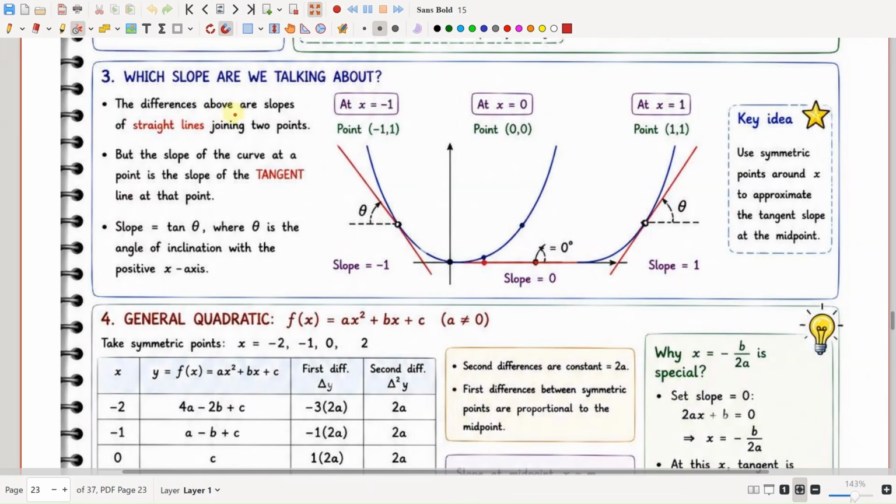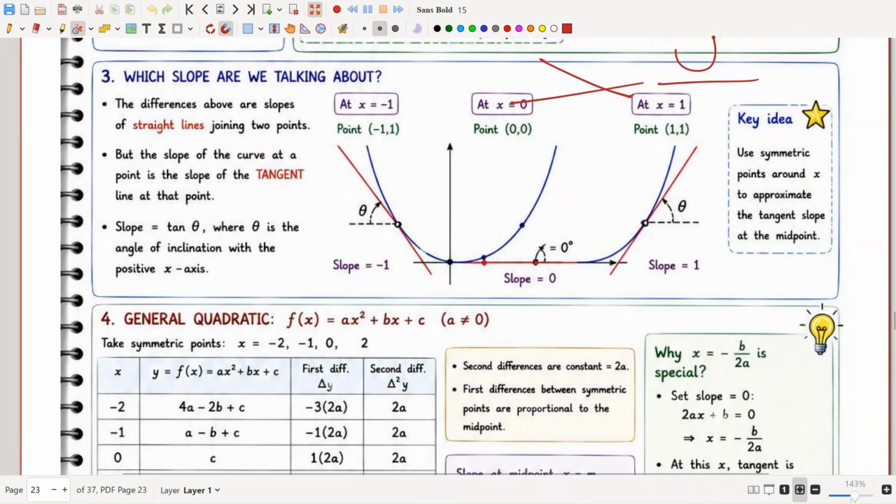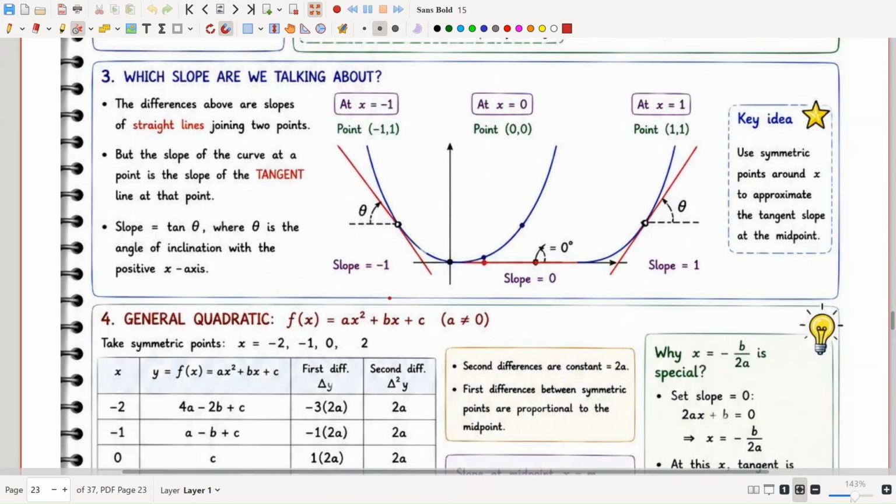What slope are we talking about? The slopes above are the slopes of straight lines joining 2 points, but the slope of the curve at a point is the slope of the tangent at the point. There is some difference between the slopes of a linear function and the slopes of a quadratic function. But always the notations will be the same. Slope will be equal to tan theta and m will be equal to change in y divided by change in x. That concept will not change, but there will be some changes in the notations.